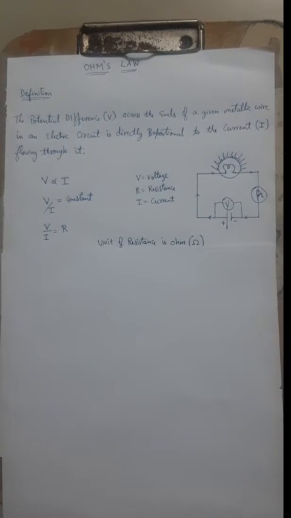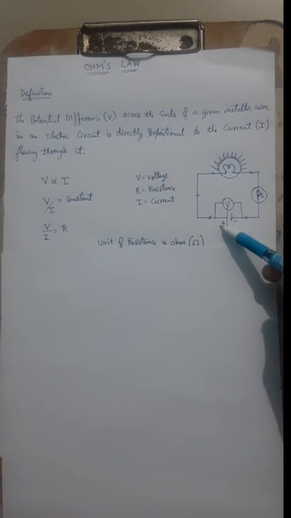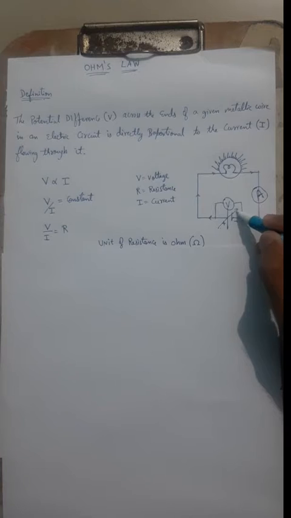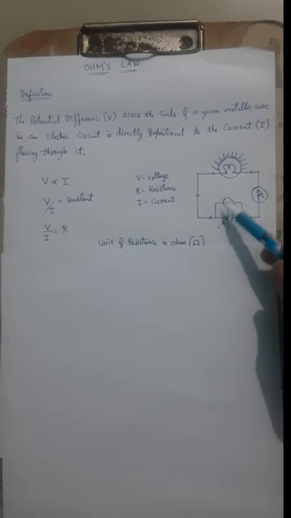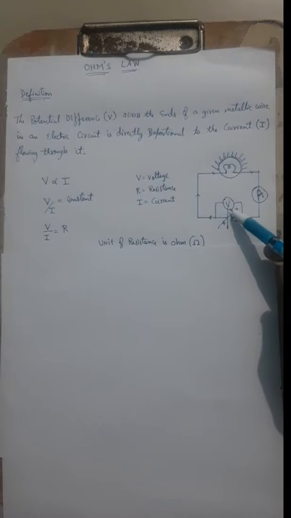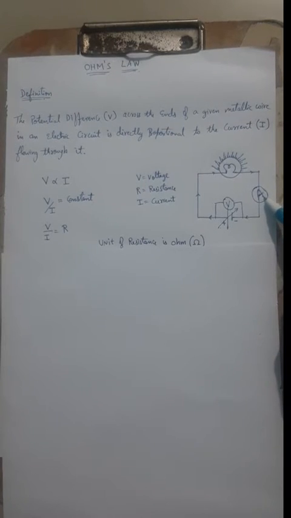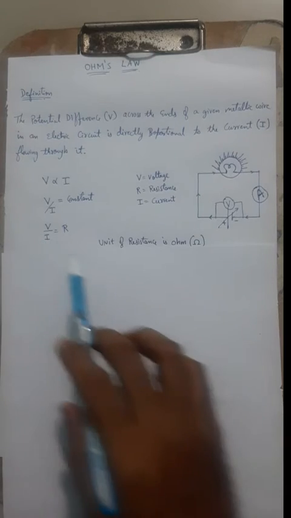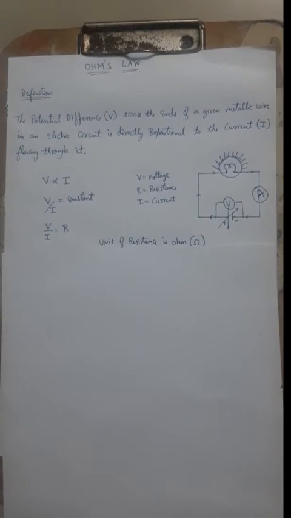here. So what happens is, if you increase this voltage, then the current flowing in this wire also increases. With change in the voltage, the current also changes. So this tells us that if you go on increasing the voltage, the value of current also increases.